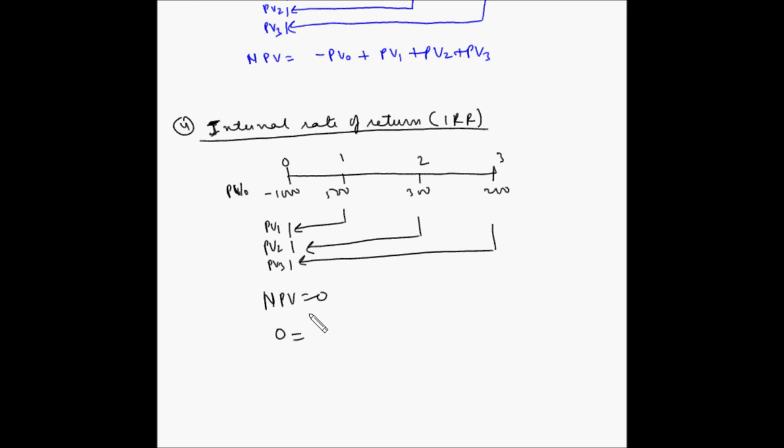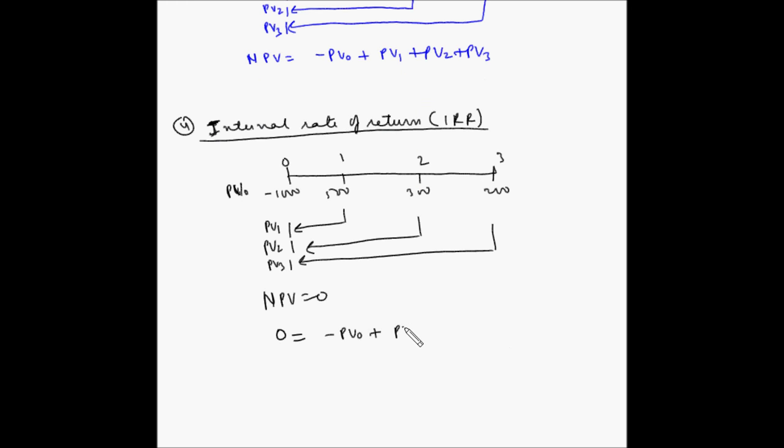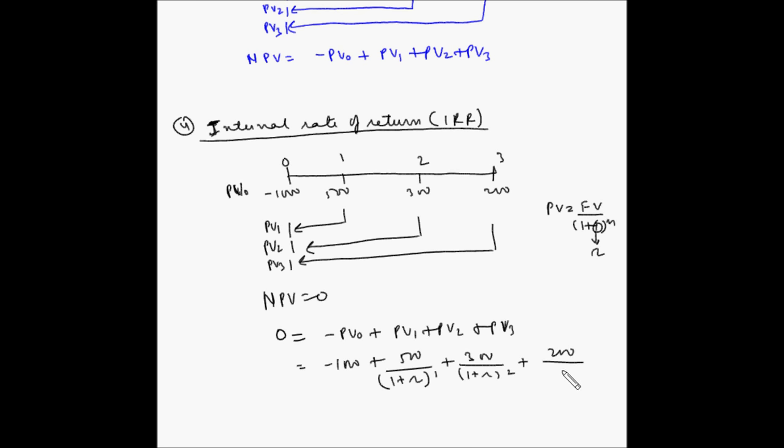Therefore, 0 equals NPV, which is minus PV0 plus PV1 plus PV2 plus PV3. Here 1000 is already in terms of its present value. So minus 1000 plus PV1 will become, now we know the formula, PV is equal to future value divided by (1 plus I) to the power n. Here, I is the internal rate of return. So, future value is 500 divided by (1 plus R) to the power 1, plus 300 divided by (1 plus R) square, plus 200 divided by (1 plus R) cube. And we have to find the value of R such that this becomes equal to 0.